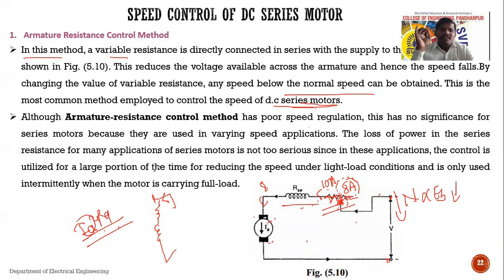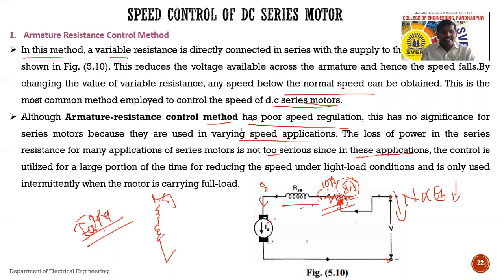Also, the armature resistance control method has a poor speed regulation. This has no significance for the series motor because they are used in varying speed applications. Since it is used in varying speed applications, this loss of power in the series resistance is not too serious.